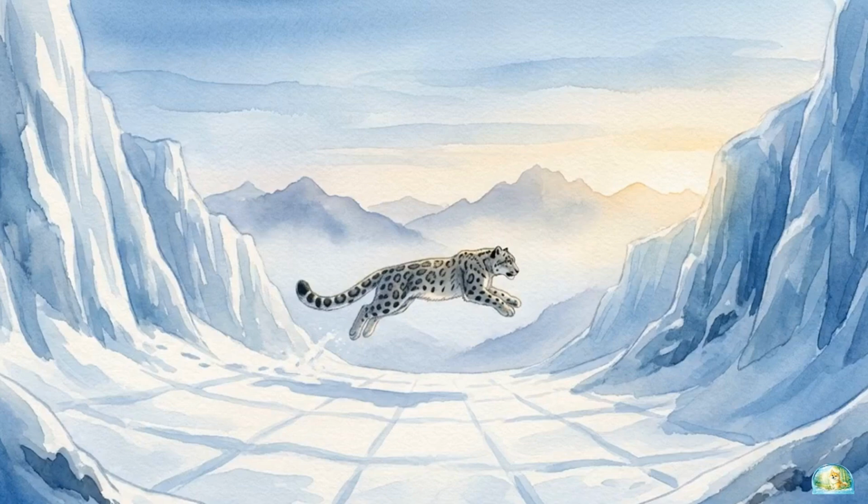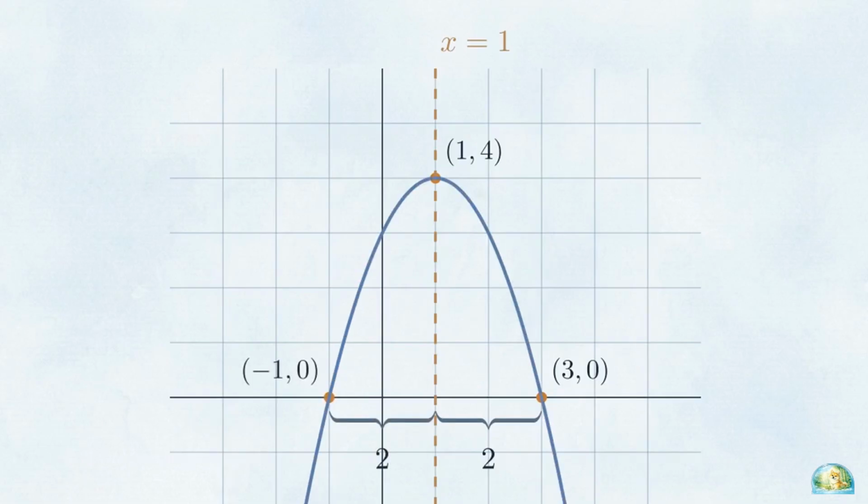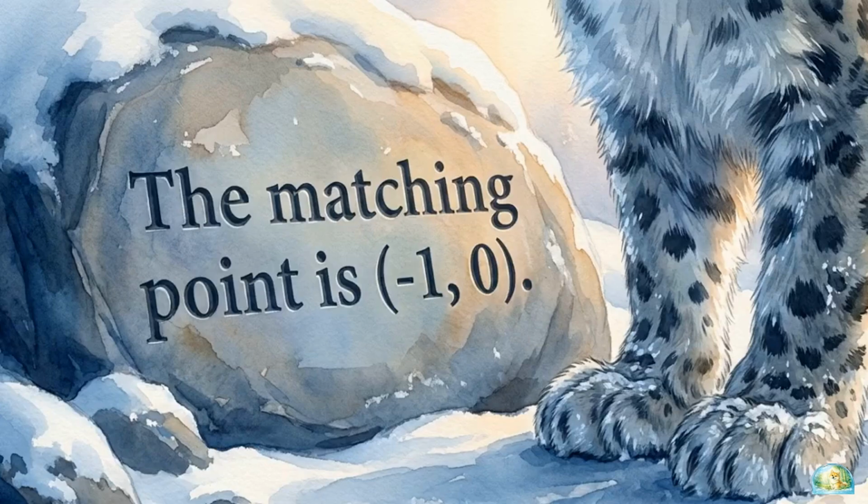A quadratic has vertex 1, 4 and passes through 3, 0. What other point should be on the graph by symmetry? This dashed line shows the axis of symmetry is x equals 1. The point 3, 0 is 2 units to the right of the axis. So the symmetric point is 2 units to the left at negative 1, 0. The matching point is negative 1, 0. Symmetry allows us to build an entire quadratic curve from only a fragment of its data.